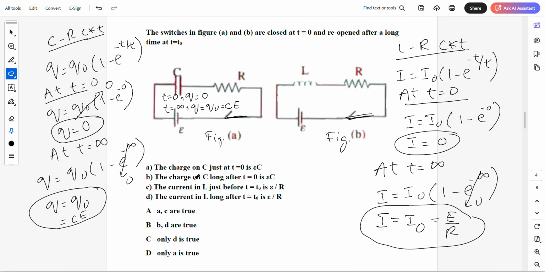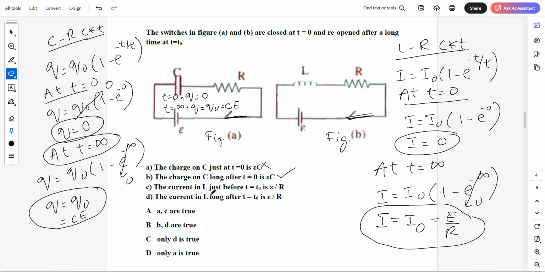Now we will see the answers here. The charge on C just at t = 0: at t = 0, Q is equal to 0. This is wrong. The charge on C long after t = 0, long after means t is equal to infinity, is given by C into E. This is the right answer.